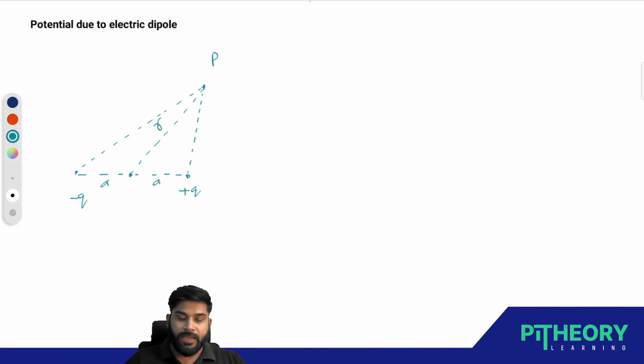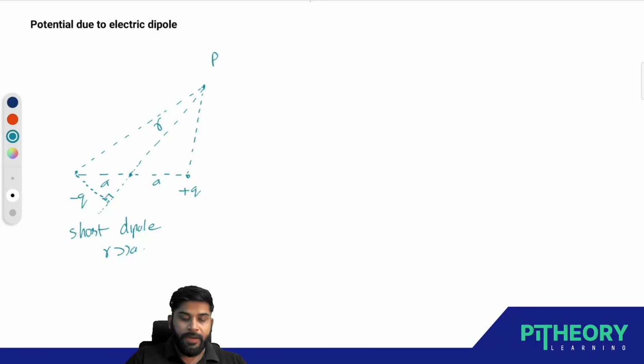Now in this case, we are going to make an approximation on the distance. We are considering a short dipole only, where r is very much greater than a. And when r is very much greater than a, we can make a slight approximation. And what approximation is it? On the side of minus q, I take this central line that I've drawn and extend it a bit, and I put a perpendicular from minus q to that line, so that this angle is 90 degrees.